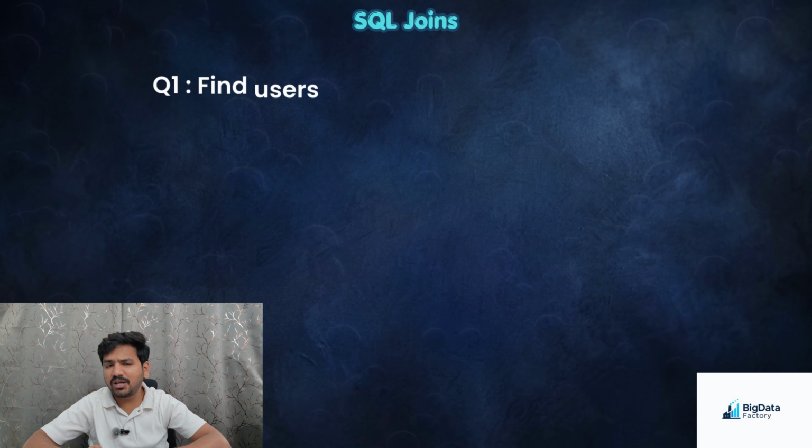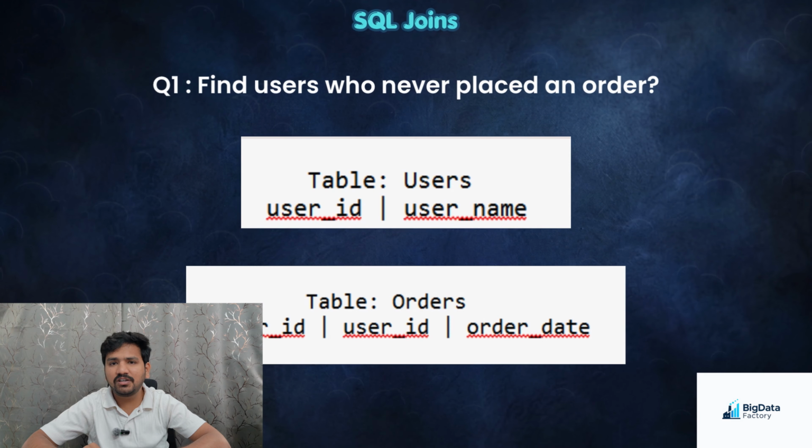Find users who never placed an order. Suppose we have two tables. One table is users, it has user ID and username. Another table is orders, it has order ID, user ID, and order date. Now the question is, find all users who have never placed an order. This is a very common SQL interview question and also a very real data engineering scenario. For example, maybe the business wants to know which registered users never converted.